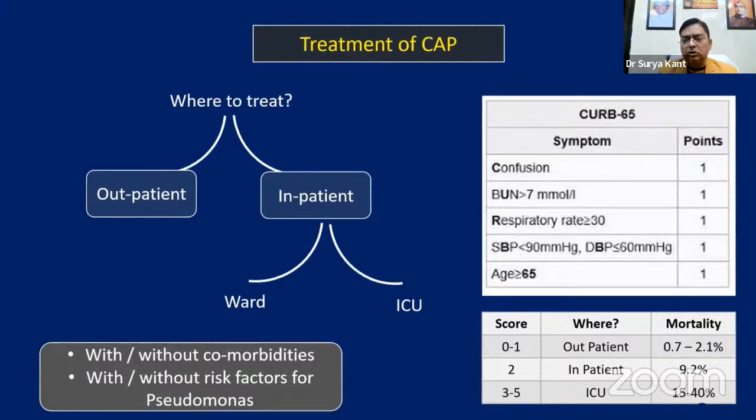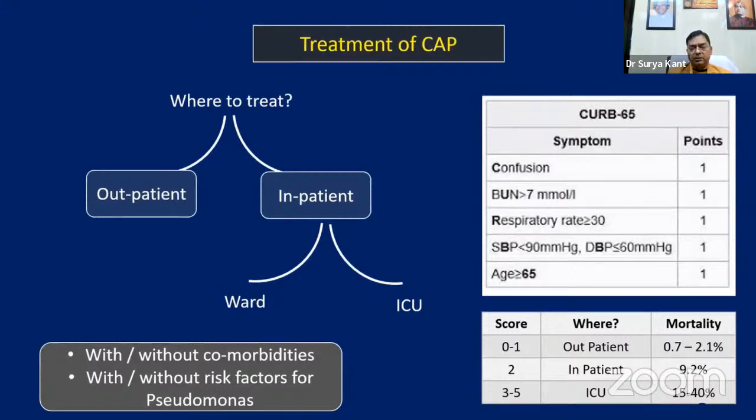If you total these points, and the score is 0 to 1, this is a patient who can be treated on an OPD basis, and the mortality rate is 0.7 to 2.1%. If the score is 2, then it requires inpatient treatment, that is hospitalization in the ward, and the mortality rate is roughly 10%, 9.2%. And if the score is 3 to 4, then it requires ICU hospitalization, and the mortality rate is usually 15 to 40%.